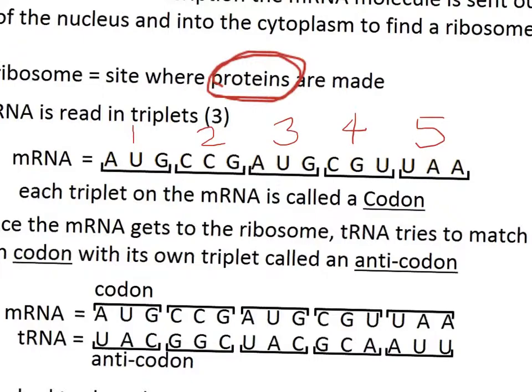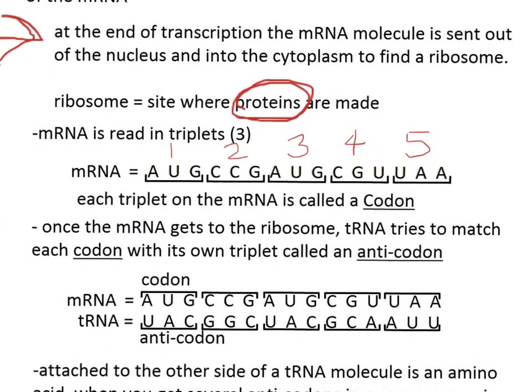Each triplet is called a codon. That's very important that you understand that vocabulary. Commit it to memory. A codon is a triplet sequence in mRNA. Because once we keep going, you're going to hear another vocabulary word. And here it is. Once the mRNA gets to the ribosome, tRNA. And what was tRNA again? Transfer RNA. I'll give you time to think about it for a second. See if you can answer the question.